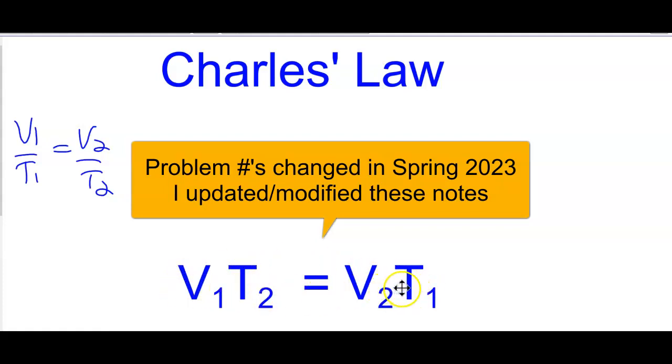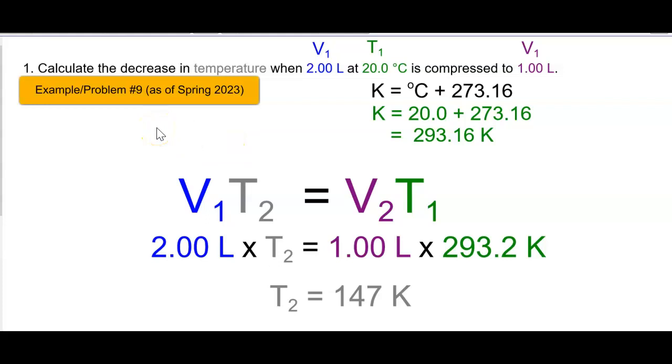This is the way I like to represent the formula, but this is the way you may see it in Google or in a textbook. I find this easier to use mathematically. Feel free to use either one, but either way you need to show your generic formula. Okay, so here we are. Calculate the decrease in temperature when 2 liters at 20 degrees Celsius are compressed to 1 liter.